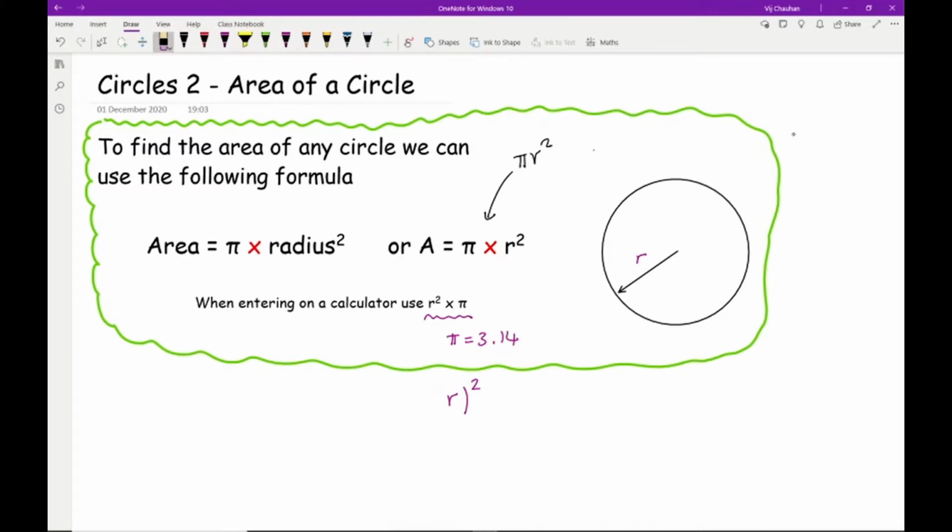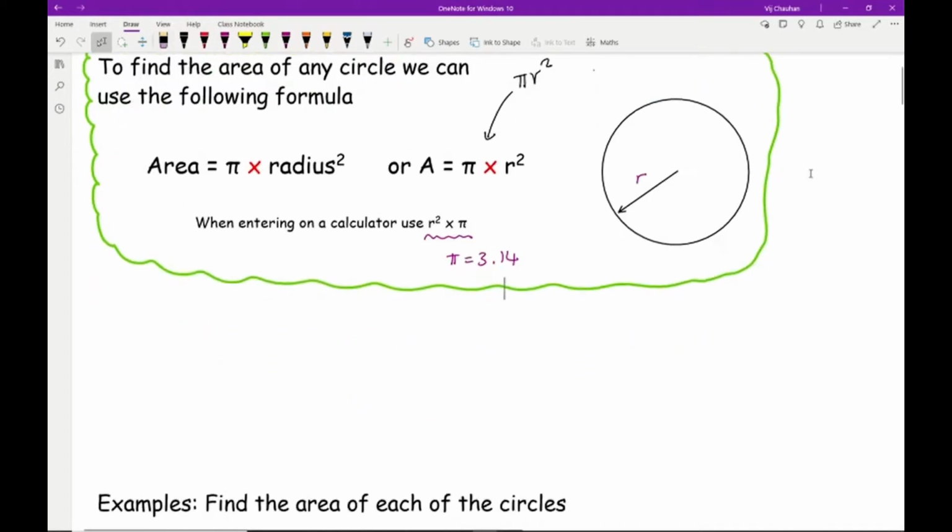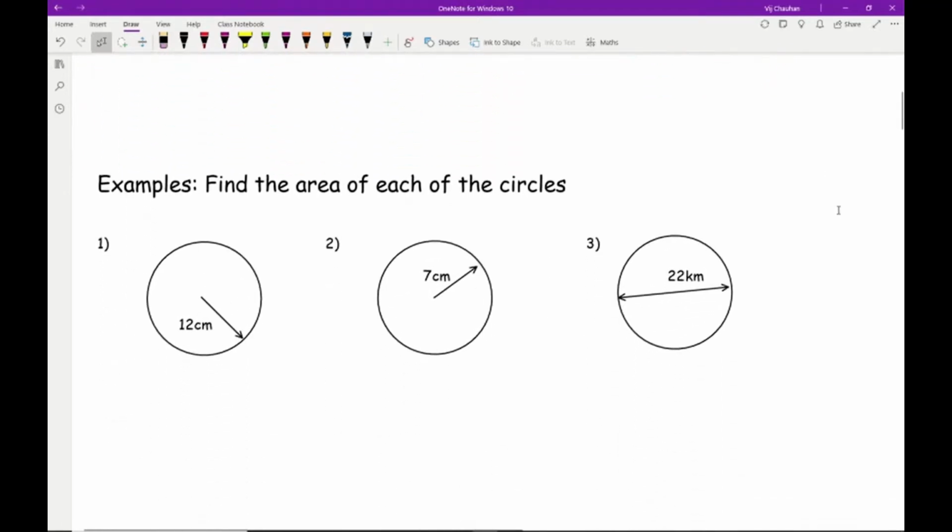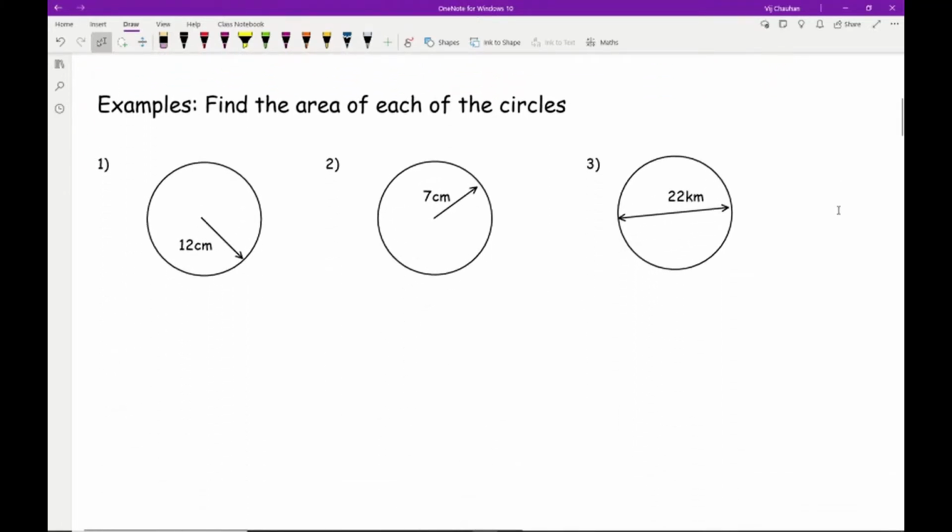So let me just get rid of this first and then let's have a look at some examples. In these particular three questions we're asked to find the area of each circle, and as you can see in the first couple of questions, in some we're given the radius, in some we're given the diameter, and there's also a change of units. Now these types of questions can appear on both the calculator and the non-calculator paper, so I'll go through what that would look like.